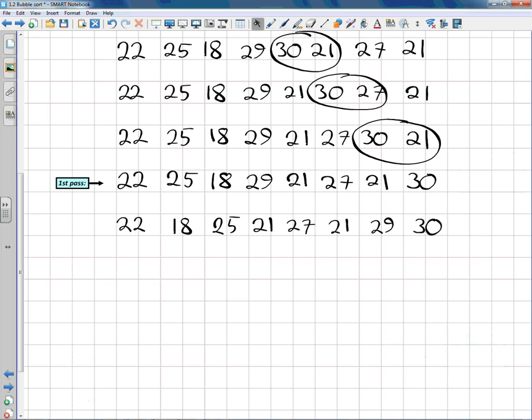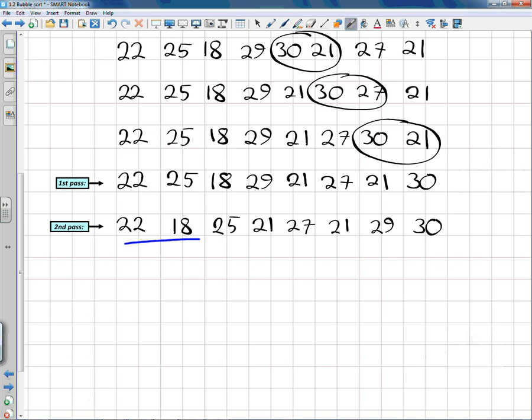So what we've actually done there is made lots of comparisons, but we've not shown them, but we've done a second complete pass. So that's what you'd be expected to show normally in the exam. So next, we're going to start this again. This will be our first comparison.